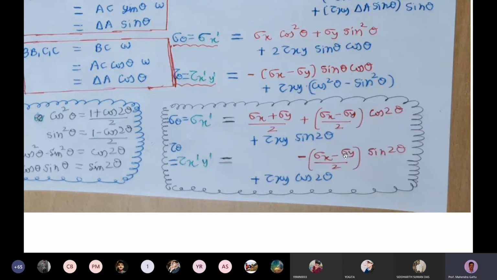Okay, so I will take a break here, and I will come back, and we'll look at these equations in detail for the y prime. If you rotate the axis by 90 degrees, so we'll come back to it one more time. I will take a break.